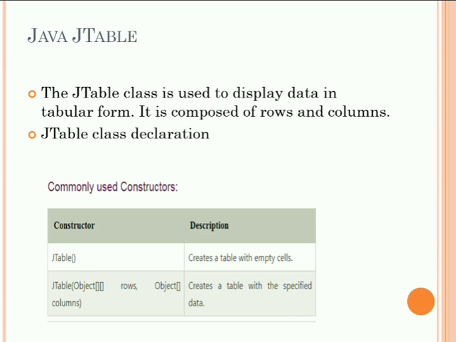So we will see some of the constructors. First is JTable(), which creates a table with empty cells. Only JTable, empty cells. JTable(Object[][] rows, Object[] columns) will create a table with the specified data, with some number of rows and number of columns. It will create the table with that.